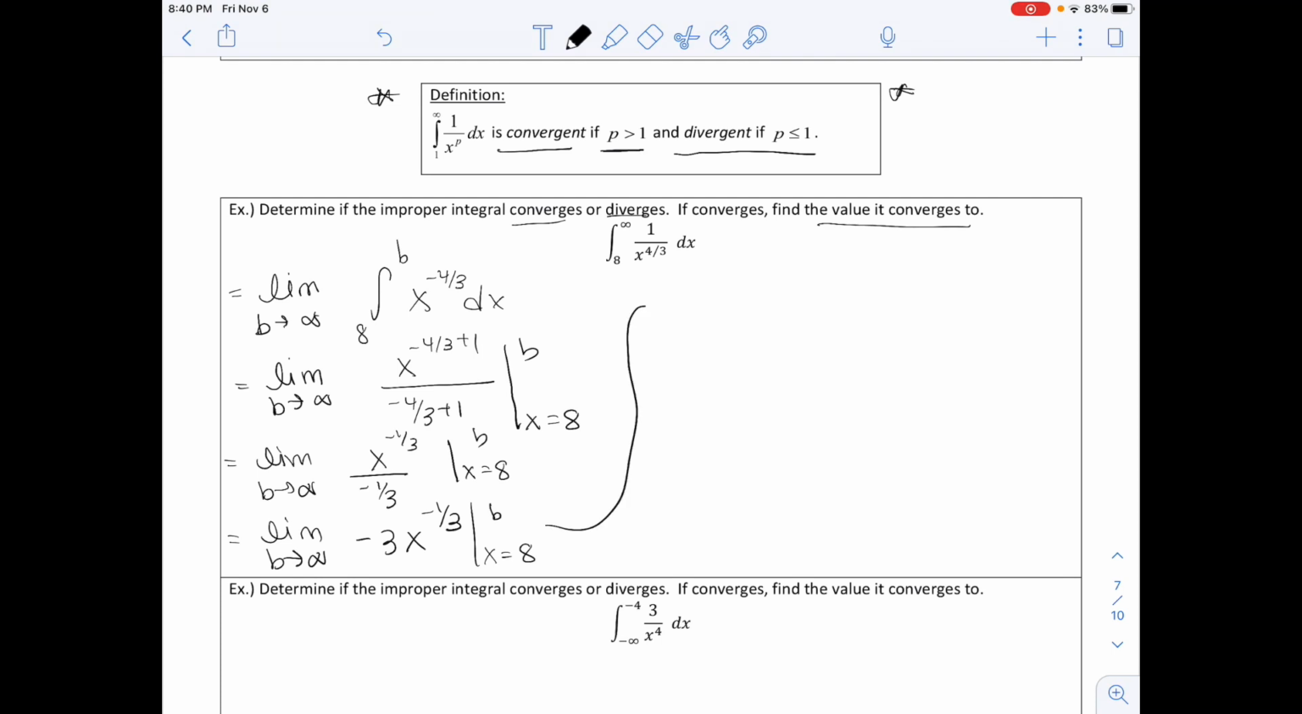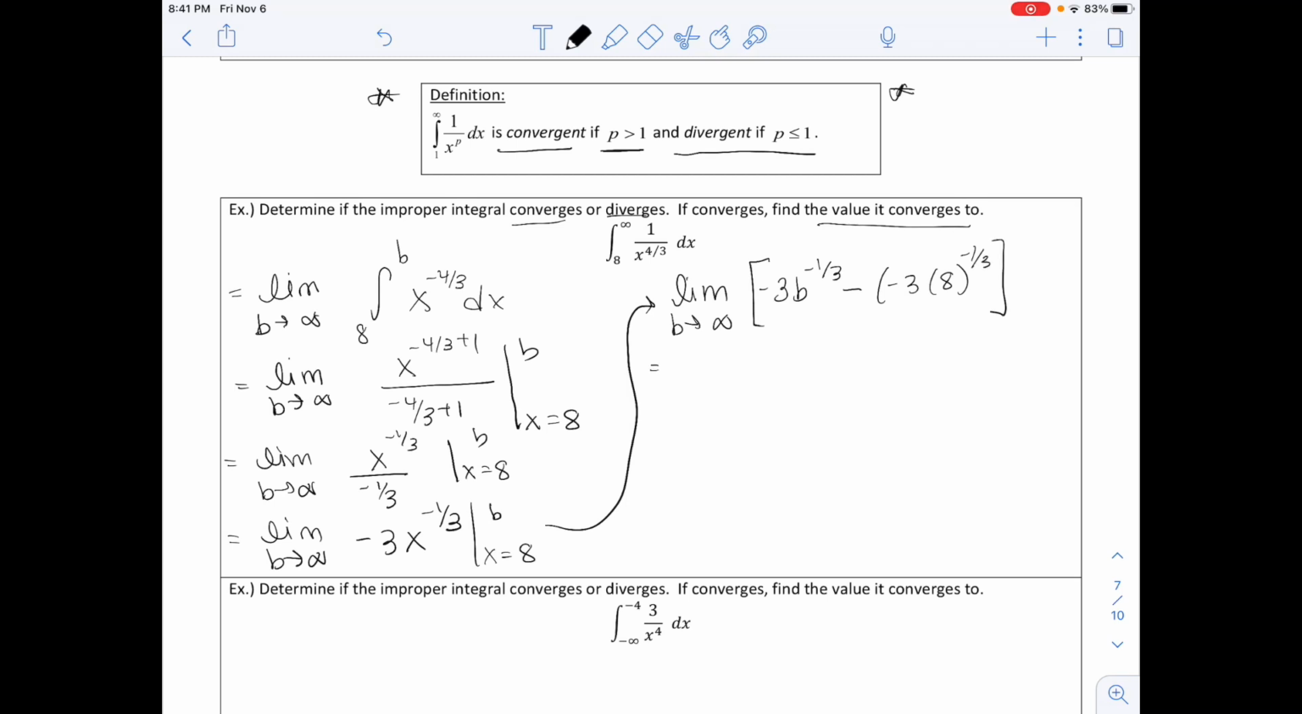So from here, I still have my limit. It's still the limit as b approaches infinity. And I'm going to now evaluate it at my upper limit of integration, which is b. So I have negative 3b to the negative 1/3 minus, and then evaluating this at the lower limit of integration, which is just 8, is going to be negative 3, and then 8 to the negative 1/3.